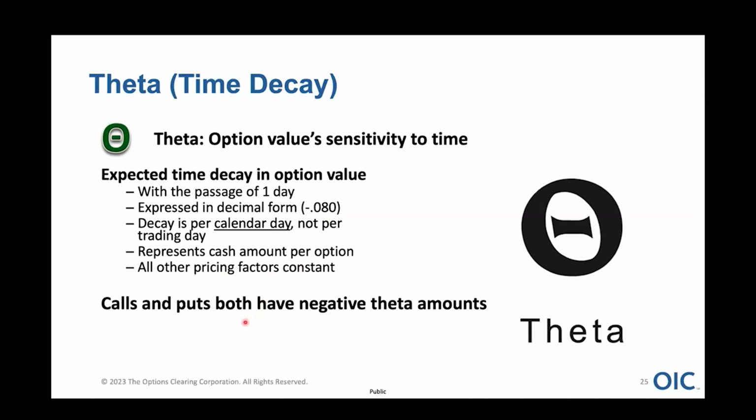So, as I mentioned before, theta is a foe to option buyers, and it's a friend to option sellers. There's time that's always working against you if you're an options buyer, because you need movement in your security to happen before your option expires. So calls and puts both have negative theta amounts.